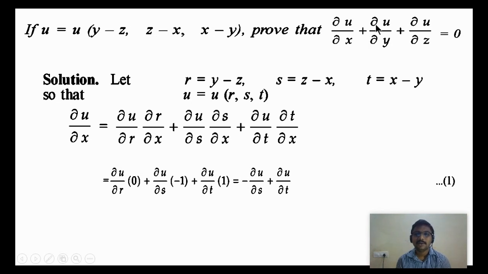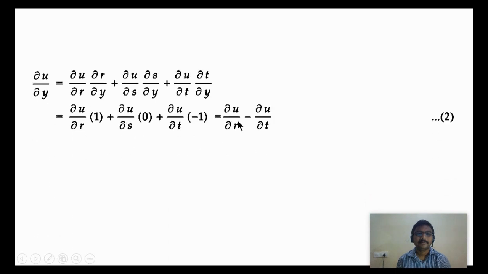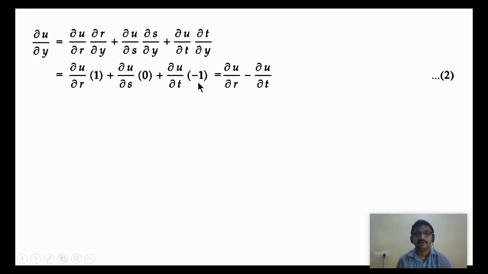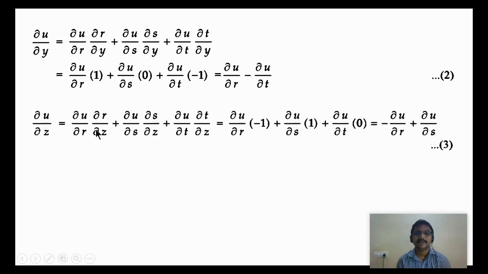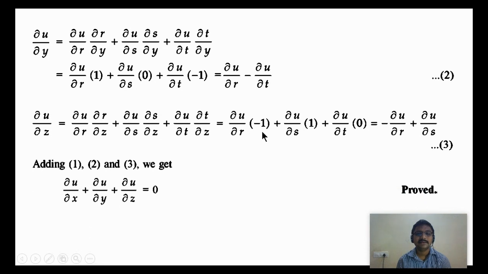Similarly, we can obtain ∂u/∂y. So it is the value of ∂u/∂y. Let it be equation number 2. Similarly, ∂u/∂z is also obtained. We just have to split ∂u/∂z by using the chain rule, and compute the required partial derivatives using the r, s, t equations. Let it be equation 3. Now adding these three equations, that is 1, 2, 3, all terms get cancelled, so we will have the result as 0. Hence proved.